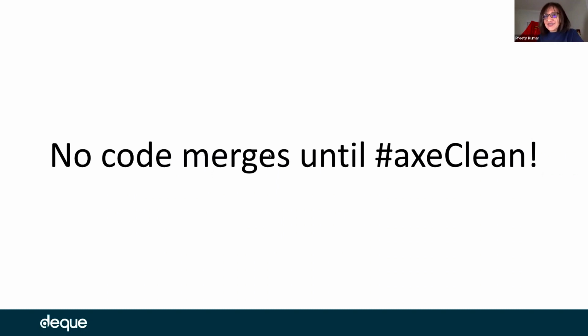There's a hashtag on Twitter called AxeClean. Hashtag AxeClean. We encourage you to use it. No code merges until AxeClean. What does that mean? The bar is so low. It's so easy. Why should you not get rid of, by coverage, 50% of your defects? Not by WCAG coverage, but by code. The number of defects on an average amount, we've done many studies, 50% of them can be caught in most cases with Axe.